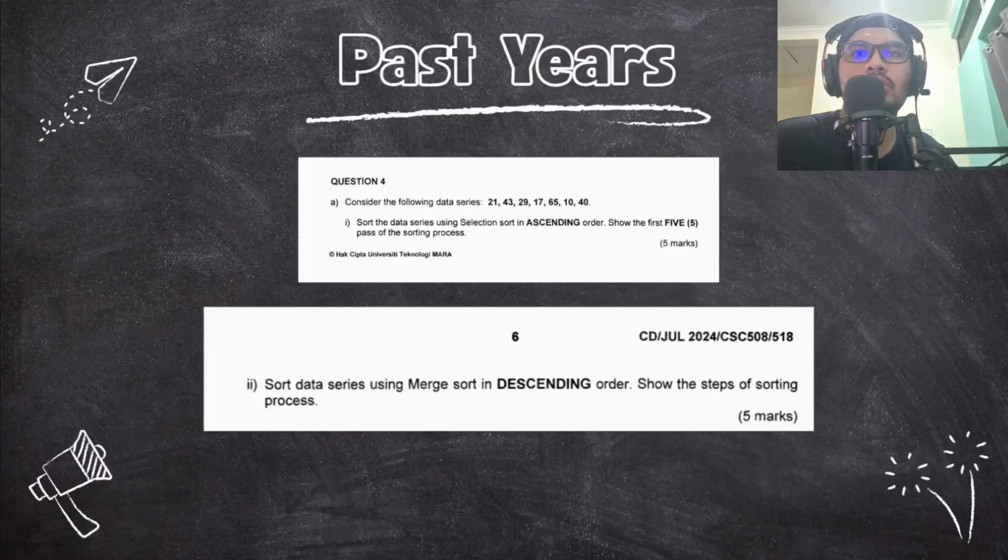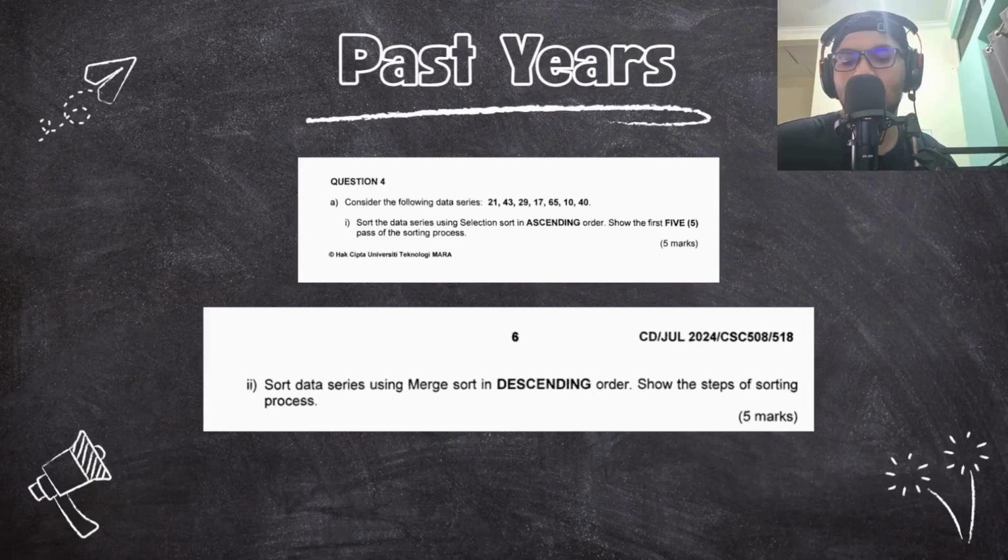Hello again, and now I will continue with another past year question. This question was taken from July 2024. Question A. Consider the following data series 21, 43, 29, 17, 65, 10, and 4. Sort the data series using selection sort in ascending order. Show the first 5 passes of the sorting process.